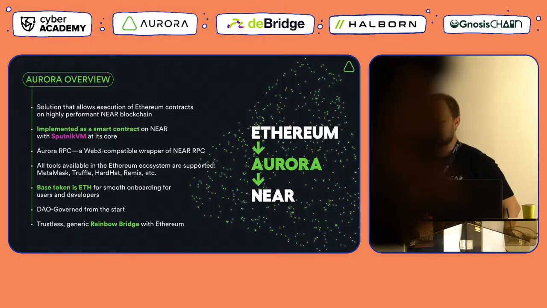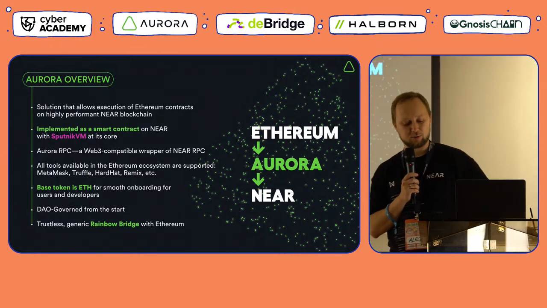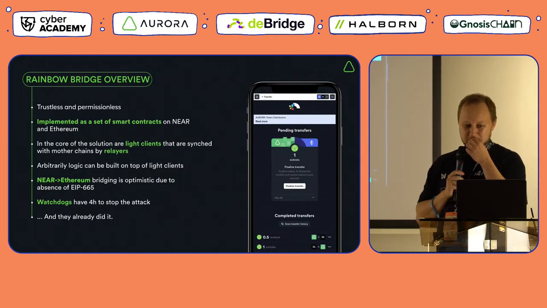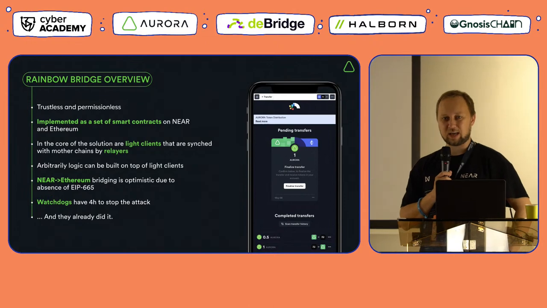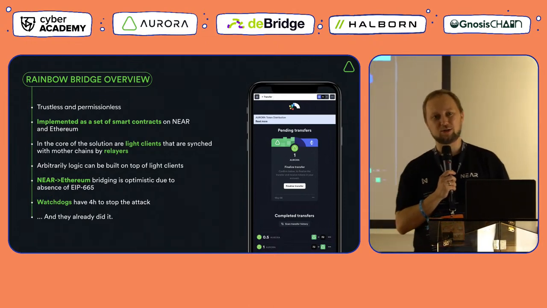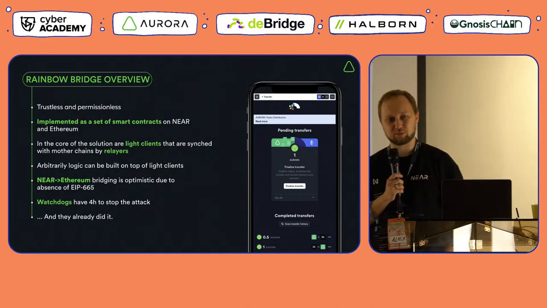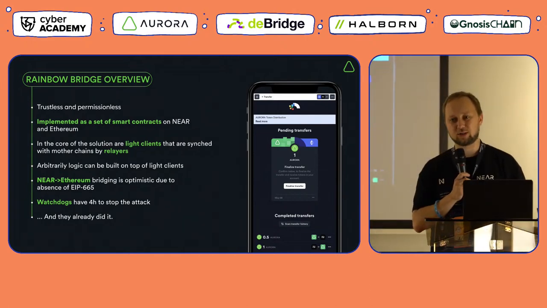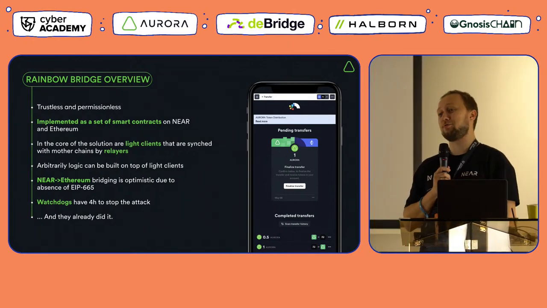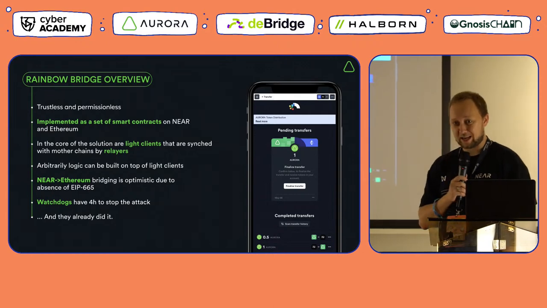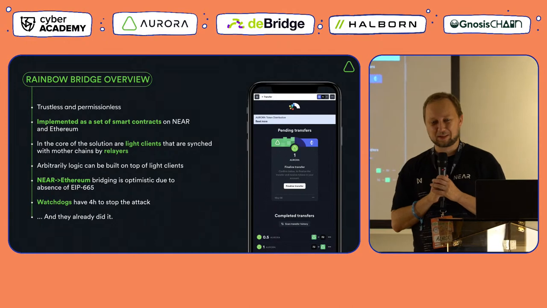So Rainbow Bridge is a trustless and generic bridge, and this is the main part that we are going to discuss here, right? And by saying trustless and permissionless bridge, I mean that anyone is capable of participating in this bridge, and there is no such thing as a validator of the bridge. The way we approached it is pretty unique and extremely complicated. I do not recommend anyone who is sane doing the same thing. Just reuse our code.